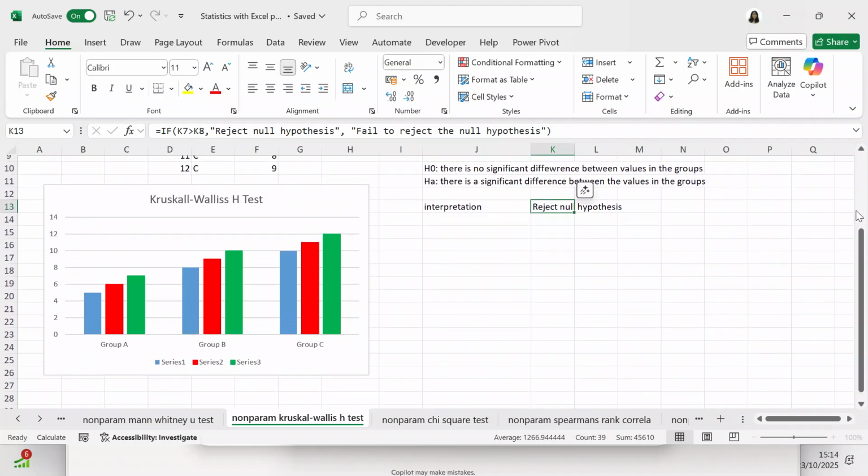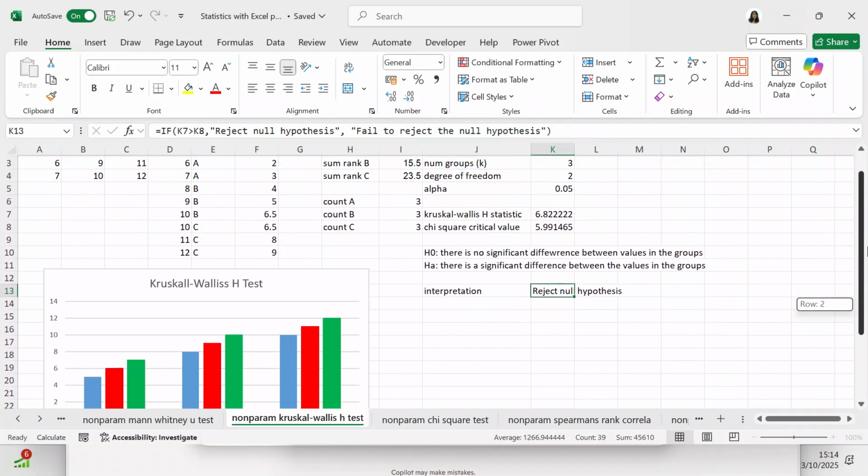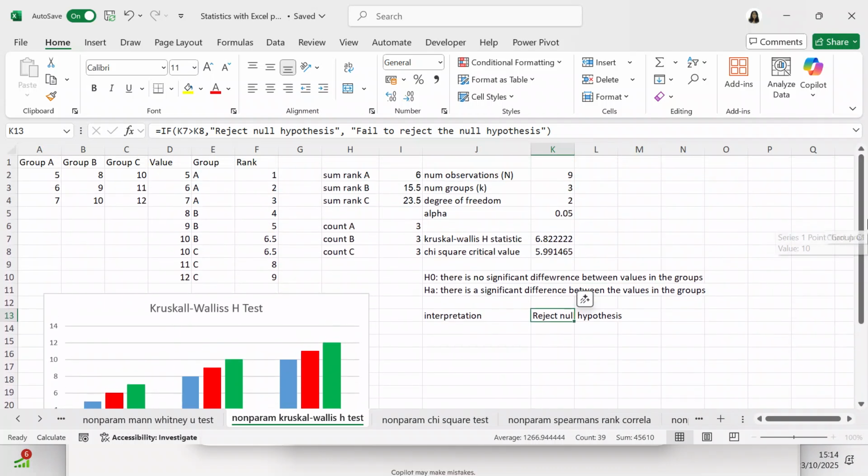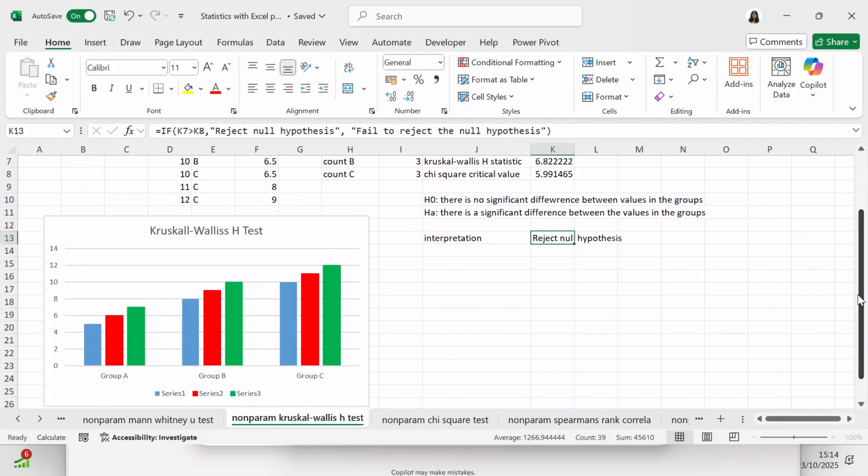What I've done is I've made a graph for you so you can see the Kruskal-Wallis H test. You can see Series 1, Series 2, and Series 3, and Group A, Group B, and Group C. You can see that there is a significant difference between these groups, and that's why the null hypothesis has been rejected. So that concludes this video.